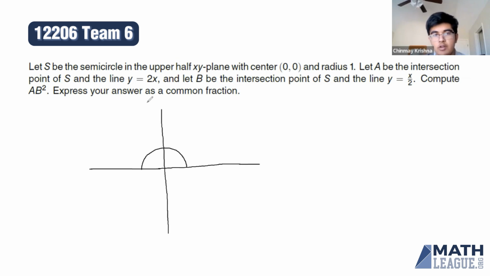And since it's above the x-axis, it's in the upper half. So there's 2 points A and B. A is the intersection of this semicircle and the line y equals 2x. So that'd be around there. We have A around there on y equals 2x, and point B is the intersection of the semicircle and the line y equals x over 2, so something like that. And so we're trying to find the distance AB squared.